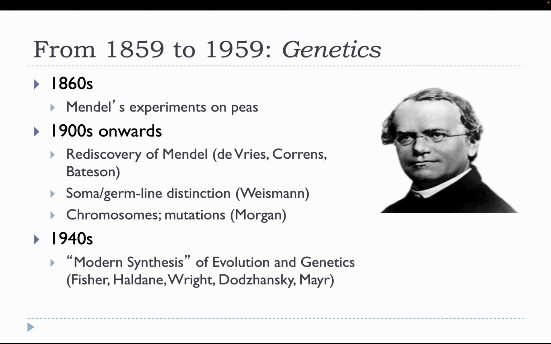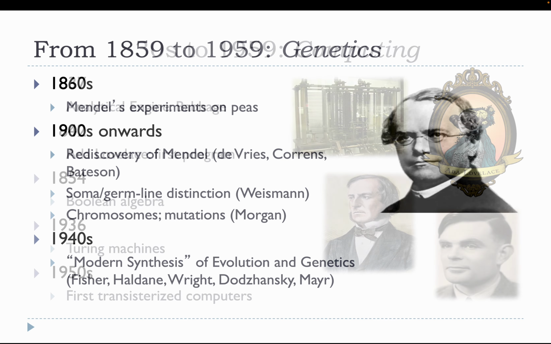Okay, well, let's fast forward. So if we move over the 100 years since the origin, the key development, of course, was development of genetics and Mendel's experiments on peas, rediscovery of genetics, key distinctions that eluded Darwin, which was that there's a distinction between the soma, the body, and the germline, chromosomes, mutations, and this modern synthesis in the 1940s of evolution and genetics, where the two ideas came together in the idea that evolution was changes in the distribution of genes within a gene pool over time.